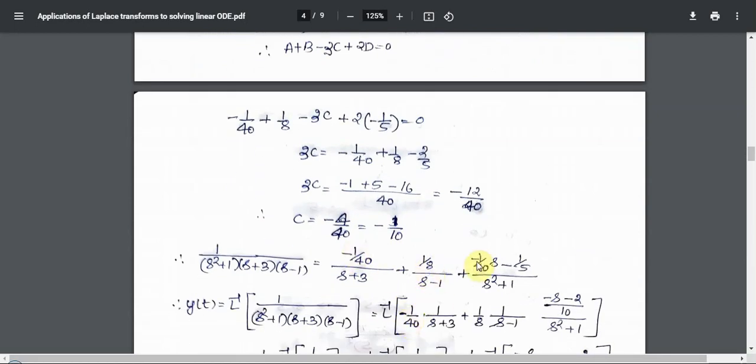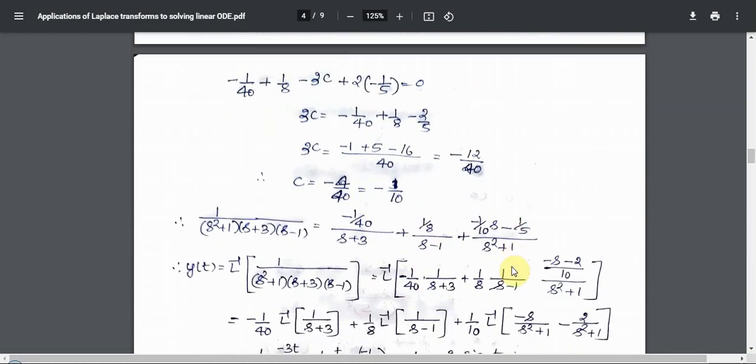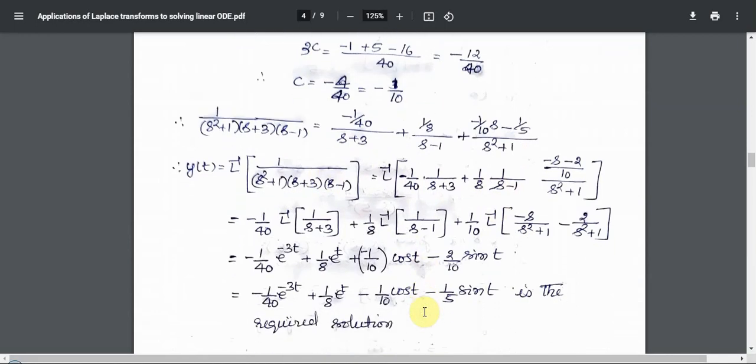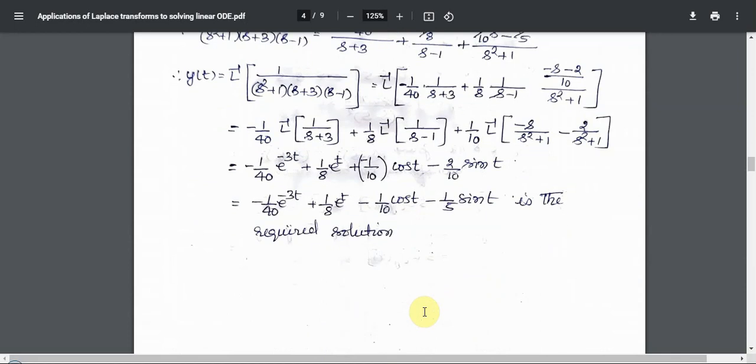Put the values of A, B, C and D over here. Simplify and then take the inverse Laplace transform. On taking the inverse Laplace transform, we get the required solution.